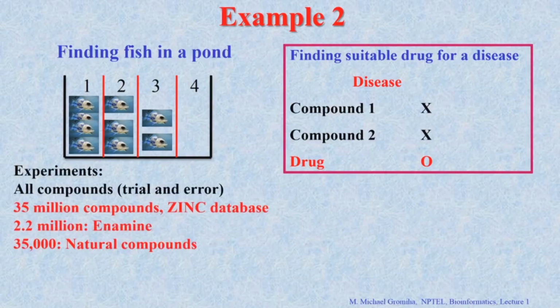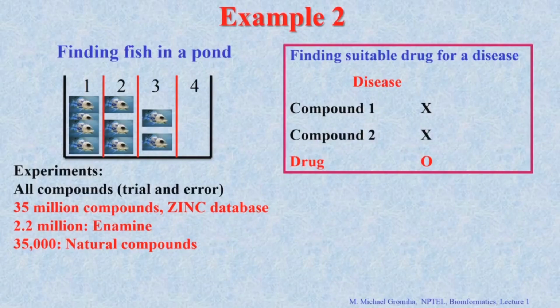For example, if you go to the ZINC database, there are 35 million compounds, in the NMN database 2.2 million compounds, and the natural compounds in Chinese medicine, 35,000 compounds. If you want to try them one by one, by the time you try everything, the patient will have died. Second, if you try to use each compound experimentally, it will take a long time, it needs a lot of manpower, and it also needs a lot of money, right.